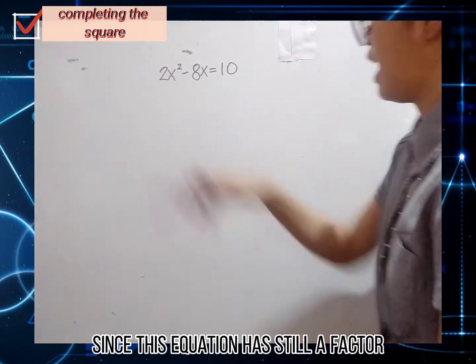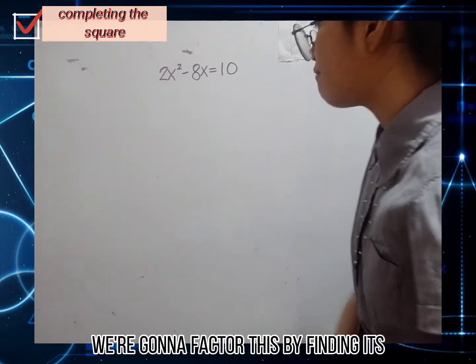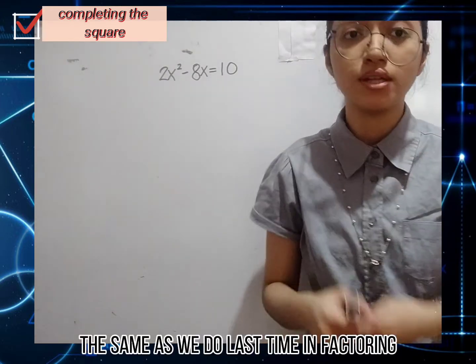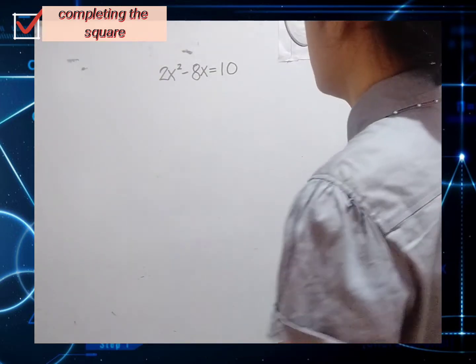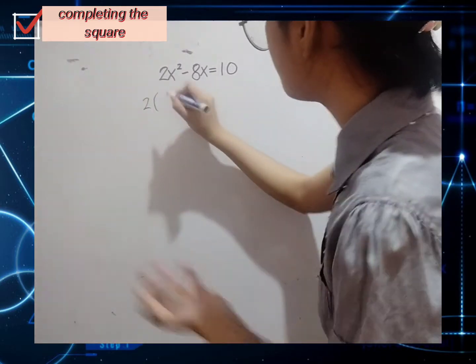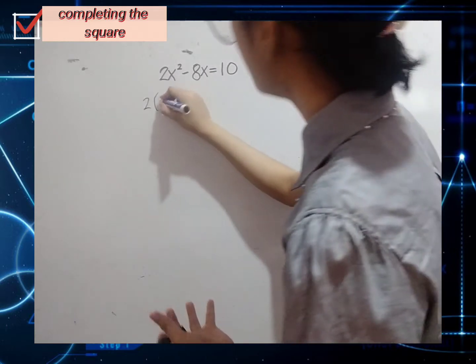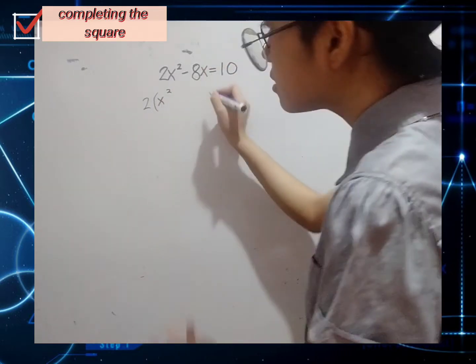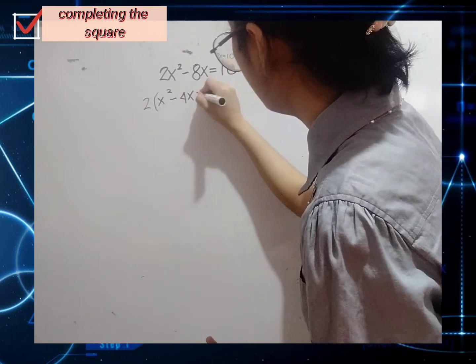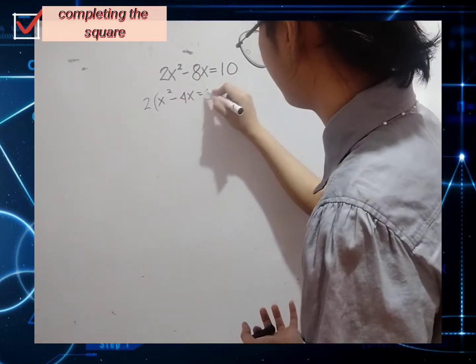Next is the method of completing the square. Since this equation still has a common factor, we're going to factor it by finding its common monomial factor, the same as we did last time in factoring. So our common monomial factor is 2, times our factor: 2x squared divided by 2 is x squared, and negative 8x divided by 2 is negative 4x, equals 10 divided by 2, which is 5.